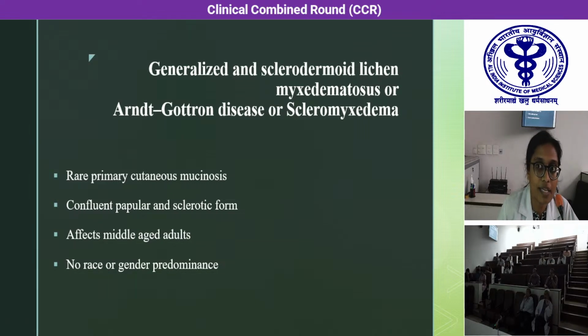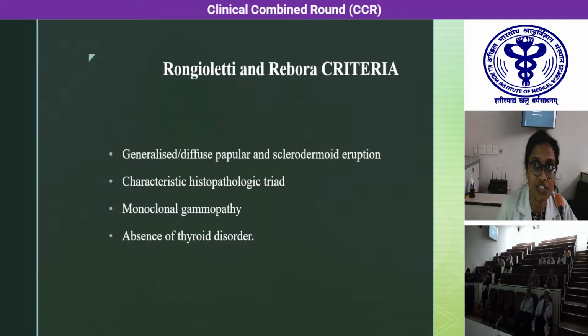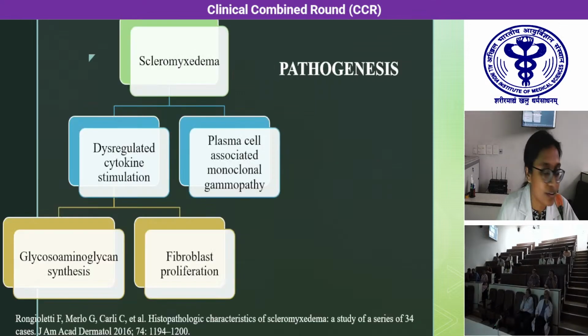Scleromyxedema is a rare primary cutaneous mucinosis, characterized by confluent papular and sclerotic eruptions, seen most commonly in middle-aged adults with no gender or racial predilection. The criteria for scleromyxedema are a generalized diffuse papular and sclerodermoid eruption, the characteristic histopathological triad as explained by Dr. Shreya, and monoclonal gammopathy with absence of thyroid disorder.